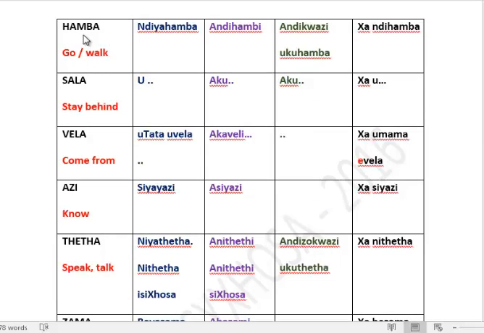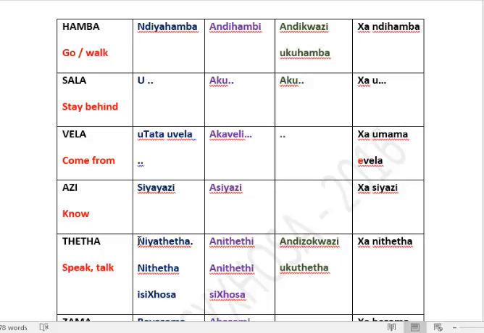And then from hamba through to zama. Ndiyahamba, andihambi, andikwazi ukuhamba, xa ndihamba. Sala does not work very well, so we'll leave it out. Vela, come from. Utata uvela, akaveli. Doesn't work well with kwazi. Xa umama evela, when mom comes from. Azi, siyayazi, we know. Asiyazi, we don't know. Does not work well there. Xa siyazi, when we know.